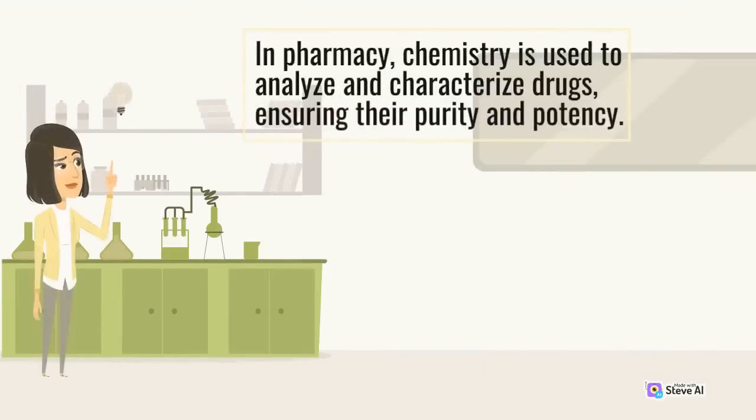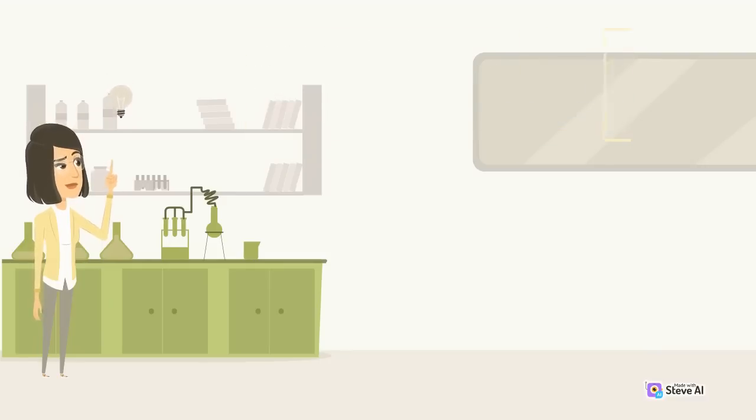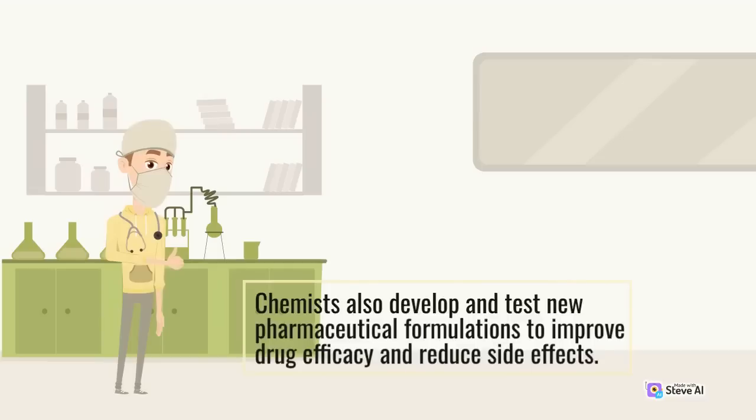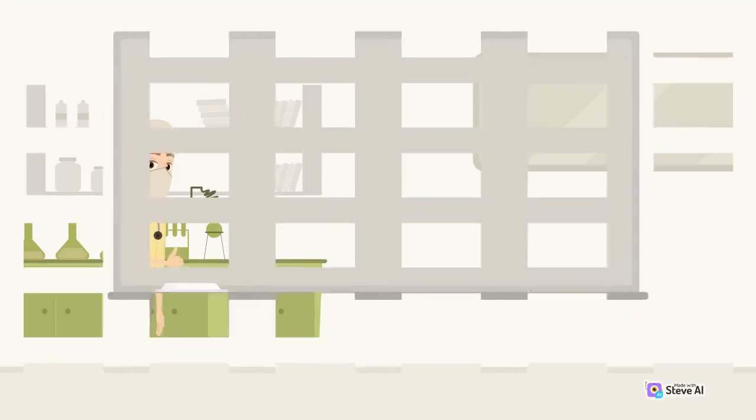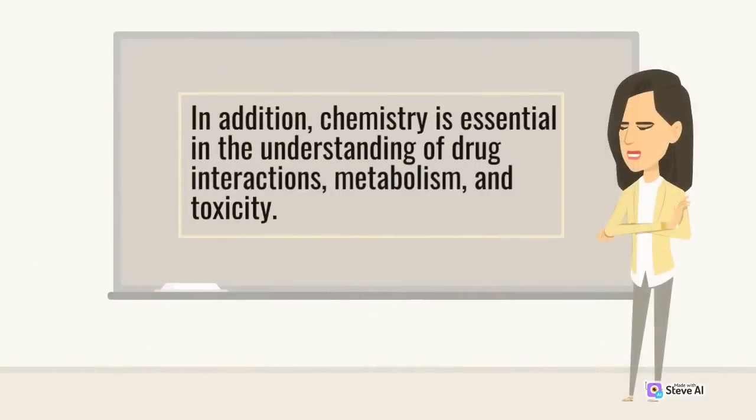In pharmacy, chemistry is used to analyze and characterize drugs, ensuring their purity and potency. Chemists also develop and test new pharmaceutical formulations to improve drug efficacy and reduce side effects. In addition, chemistry is essential in the understanding of drug interactions, metabolism, and toxicity.